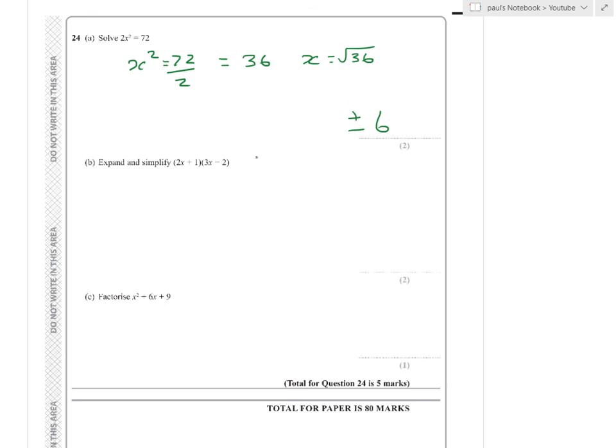Expand and simplify. So this is a FOIL. So first, 2x times 3x is 6x squared. 2x times minus 2 is minus 4x. 1 times 3 is plus 3x. Plus 1 times minus 2 is minus 2. Minus 4x plus 3x, so that's just going to be a minus x. Minus 2, 6x squared.